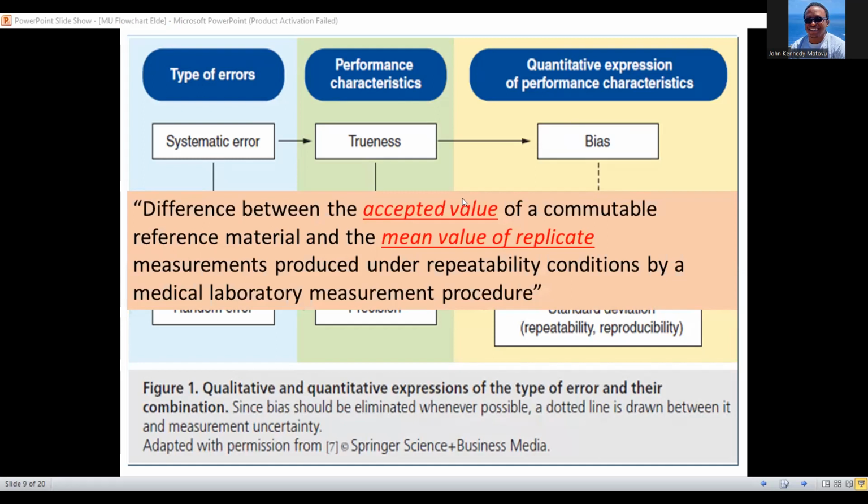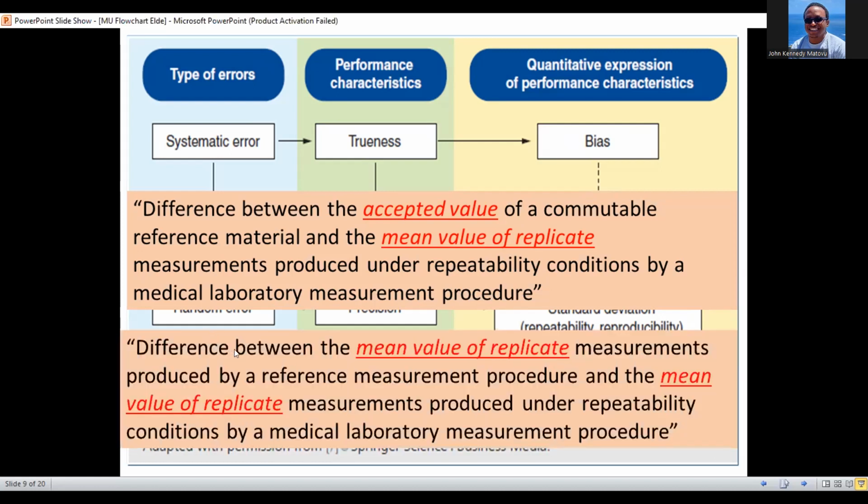All right. Now, this term bias, I want to make sure that it's cemented. There are two definitions of bias by ISO. One says it is the difference between the accepted value of a commutable reference material and the mean value of replicate measurements produced under repeatability conditions by a medical laboratory procedure. That's bias, right?